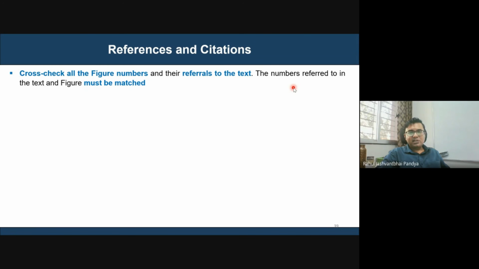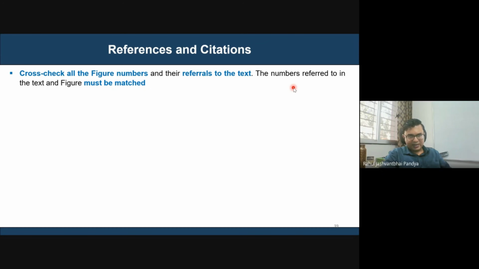Finally, the references and citations. These are the most important points. Most of the reviewers will look at what the references are. Is he reading low quality journal papers? Is he reading high quality journal papers? So this is very important. We always read the references. We always ensure that when we refer to a research paper, it should be from Q1 journals, and all the references must be cross-checked. One proofreading only for the references, everything.